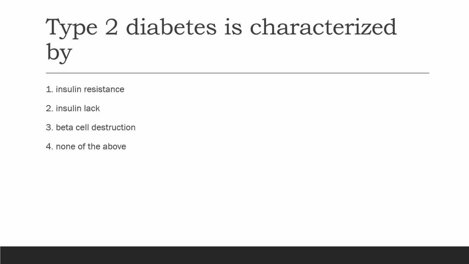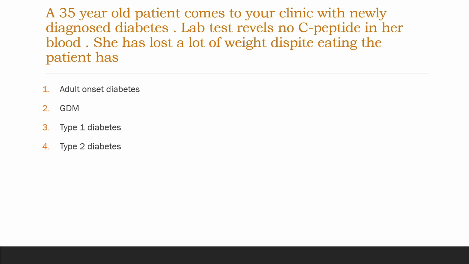Next question. Type 2 diabetes is characterized by insulin resistance, insulin lack, beta cell reduction, beta cell destruction, or none of the above. So it is insulin resistance. Next question. A 35-year-old patient comes to your clinic with newly diagnosed diabetes, and the lab test reveals no C-peptide in her blood, and she has lost a lot of weight in spite of eating. The patient has adult onset diabetes, GDM, type 1 or type 2. The correct option is number 1, type 1 diabetes, because in this type of diabetes we cannot see any C-peptide in blood.